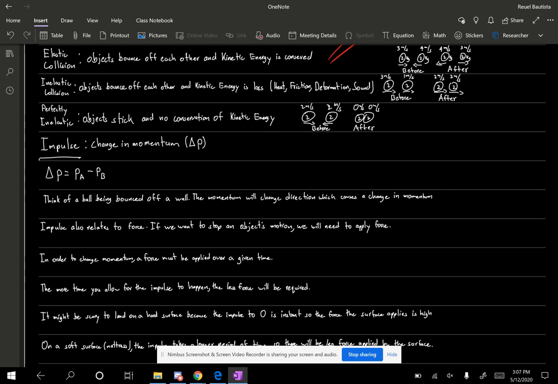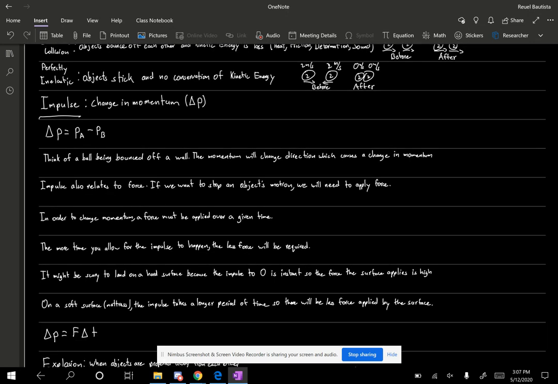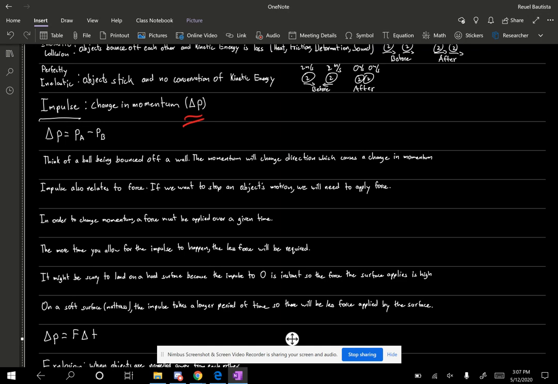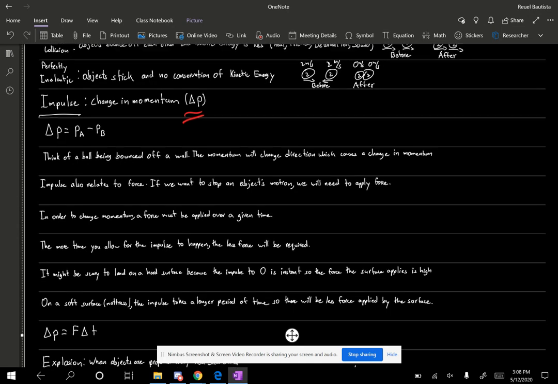Since momentum is a vector, if there's a change in direction, that means there's a change in momentum. A change in momentum is impulse. Impulse is defined as a change in momentum, and it's delta P. You can find delta P, or change in momentum, by momentum after minus momentum before. That's pretty easy. You find the momentum of the system after the collision, find the momentum before the collision, and then subtract them. Super easy.